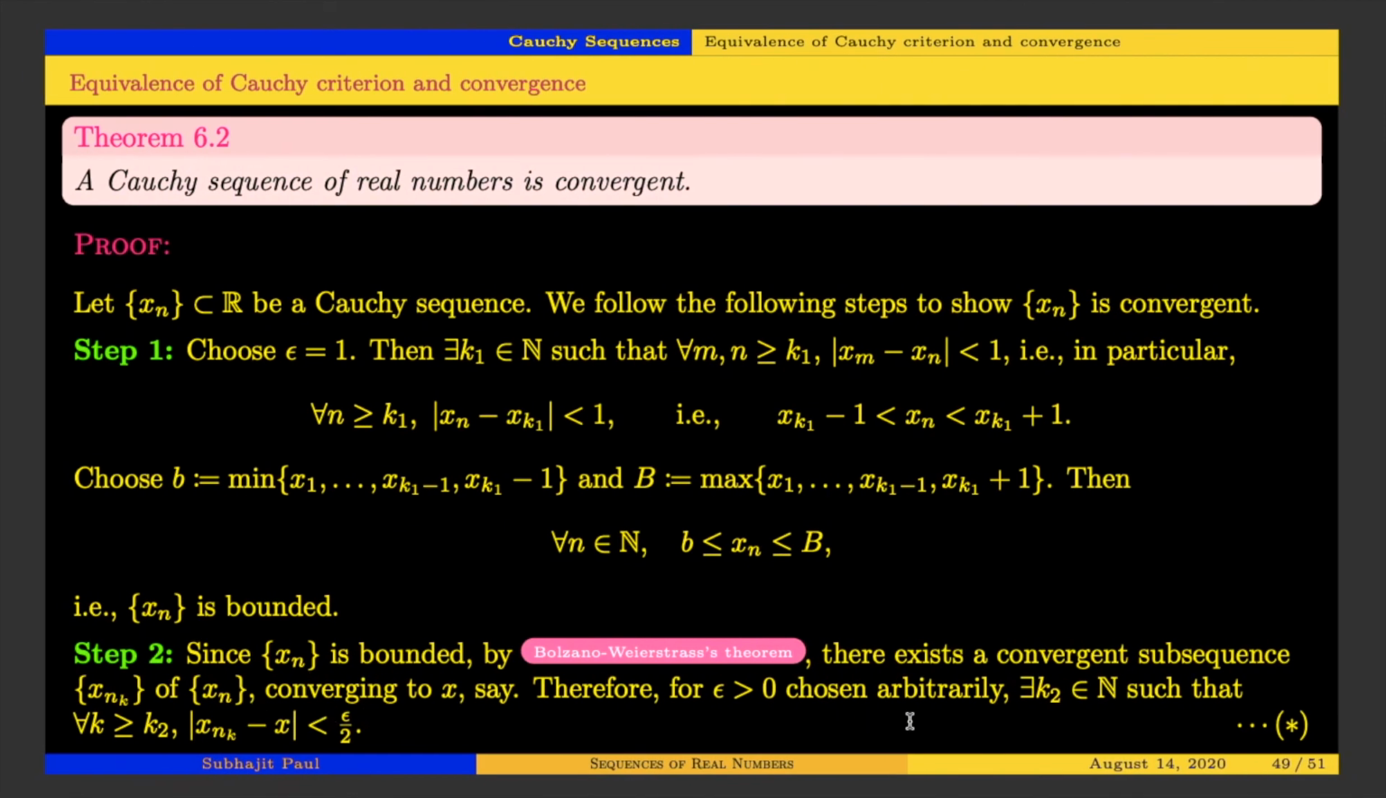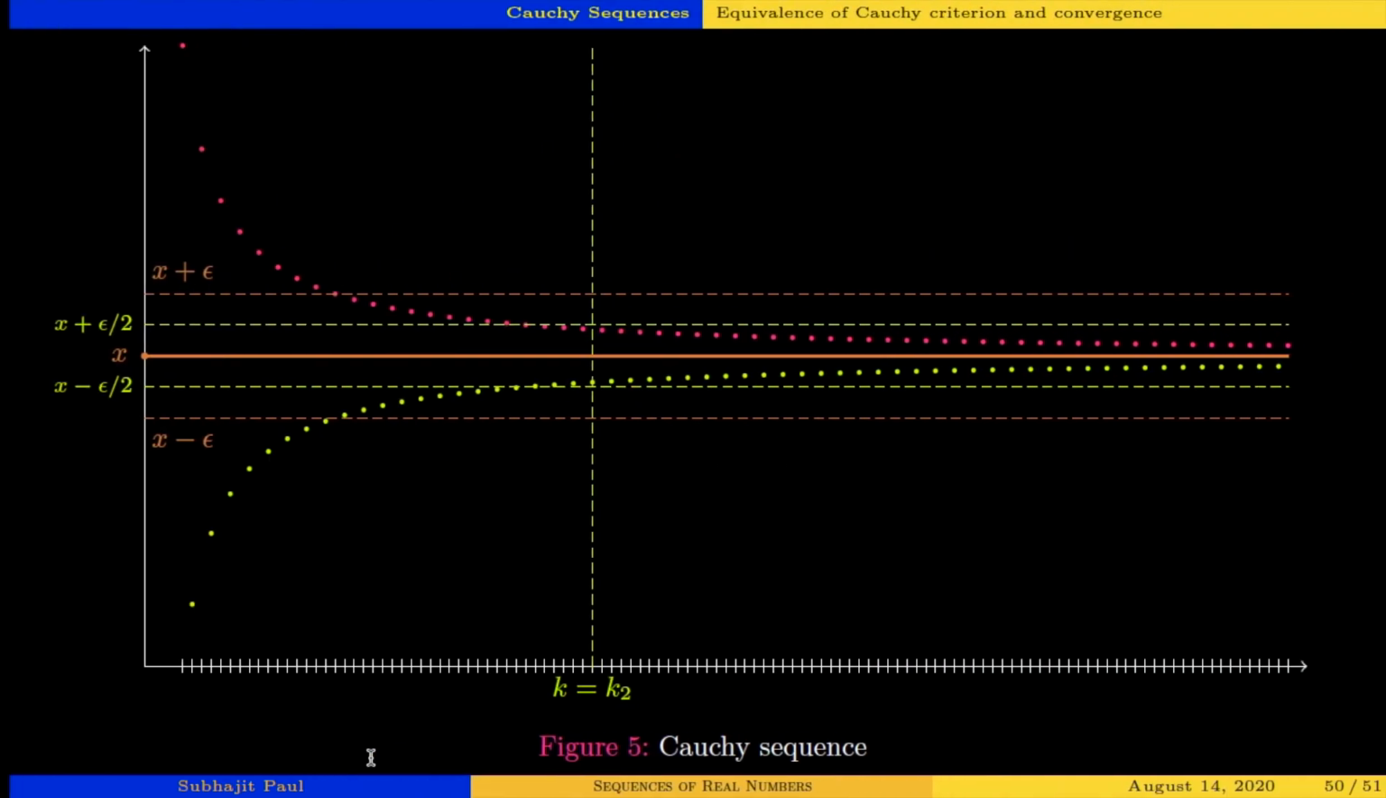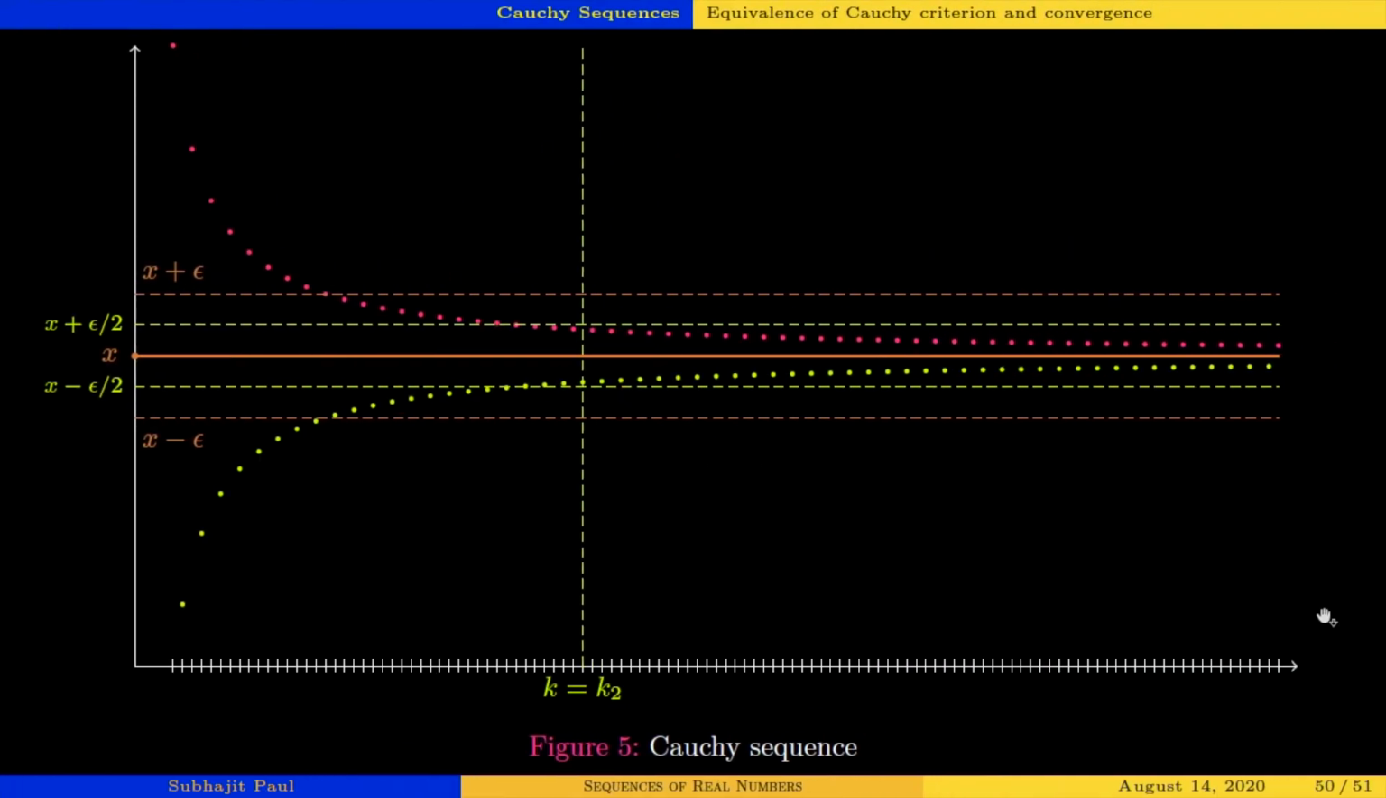There exists a natural number k2 such that for all k greater than or equal to k2, this is for the Bolzano-Weierstrass. Now let's come to the Cauchiness. So this one is my epsilon by 2 band. This band is for my Cauchiness. This epsilon by 2 band I am considering over here. Okay, this blue band over here is my epsilon by 2 band.